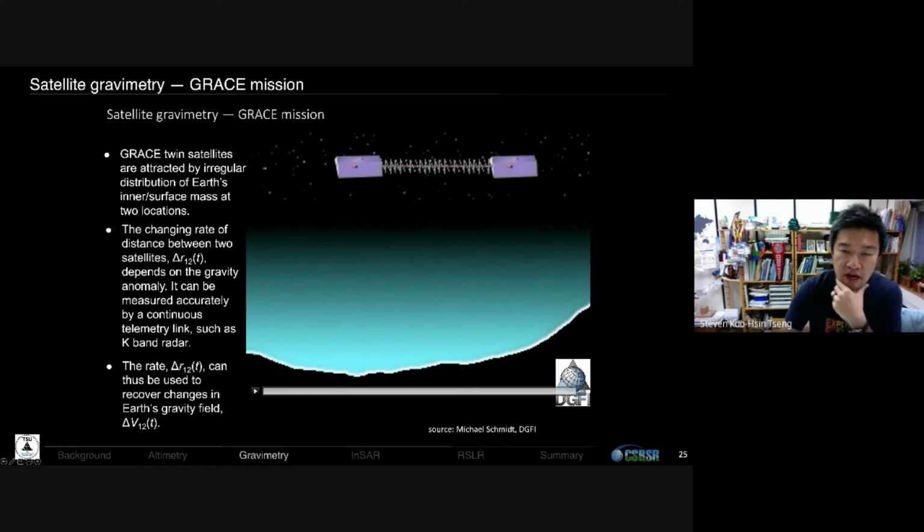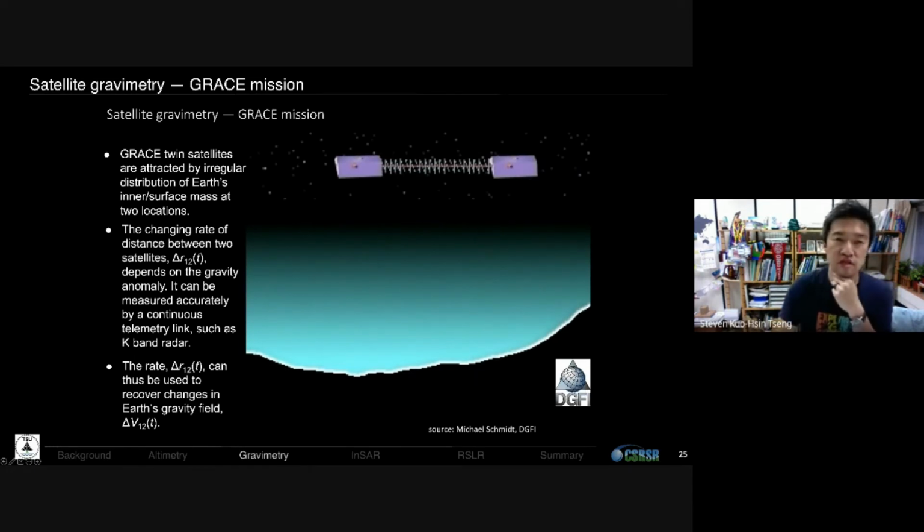So this is an idea of how to use the GRACE mission. This is just for your reference that we had such a mission before, and now we have the GRACE Follow-On mission that can recover the Earth's gravity field, and it can tell us about very large-scale movement of mass.